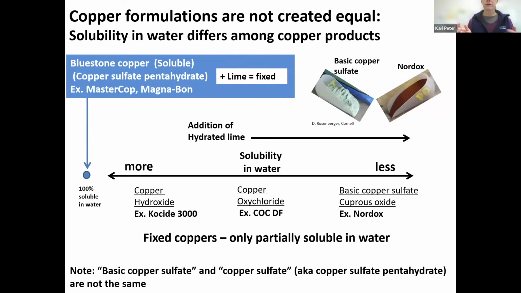We've got copper hydroxide, copper oxychloride, basic copper sulfate, copper sulfate. Well, it's important to know that basic copper sulfate and copper sulfate are two different copper products. Basic copper sulfate is a fixed copper. Copper sulfate is a soluble copper. So copper sulfate is copper sulfate pentahydrate. So when you're hearing all these different terms, it's very important to make sure that you know what is soluble and what's not soluble.